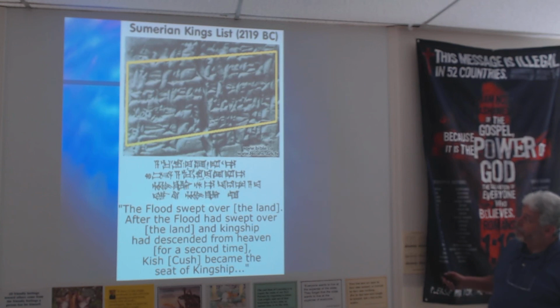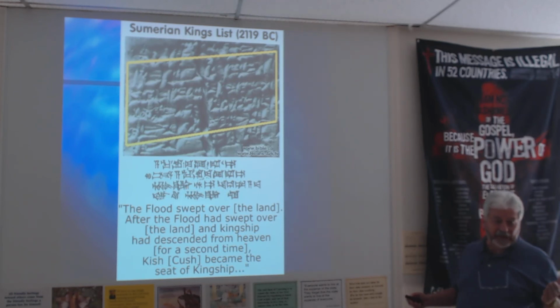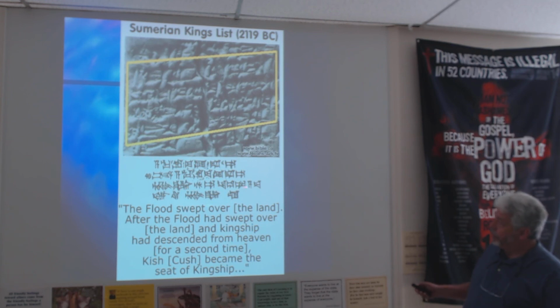This is a tablet that has a list of Sumerian kings. Sumer is going to be the first civilization we'll study that occurs after the flood. And there's a list of kings. Here's the writing as it appears on here, which you can't read. This is what it says.